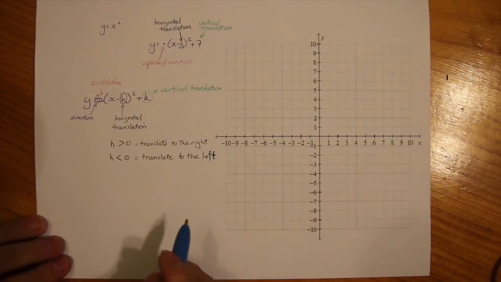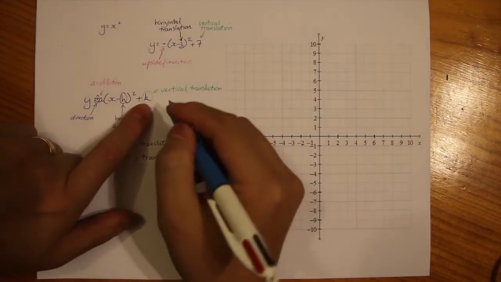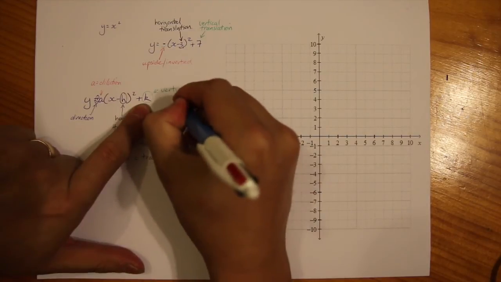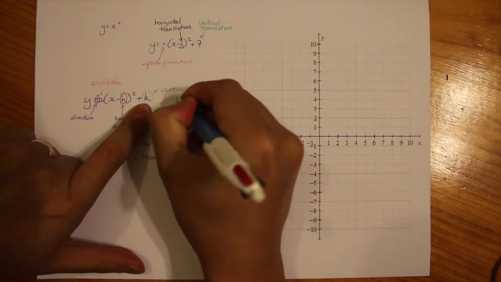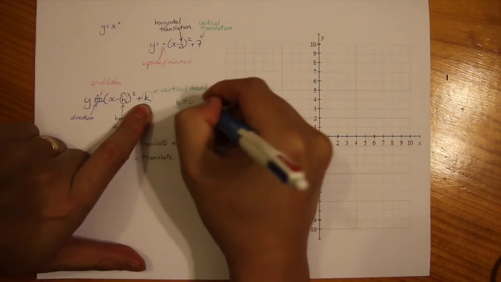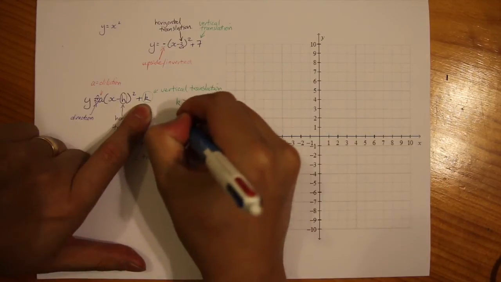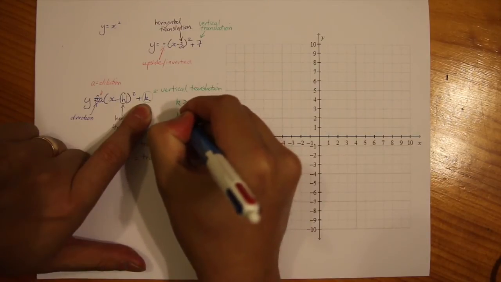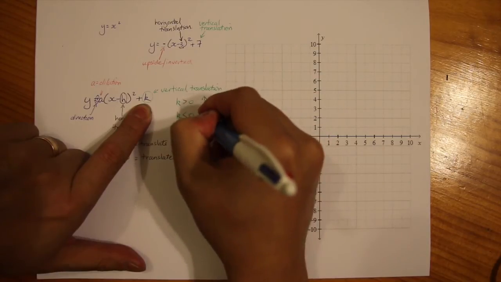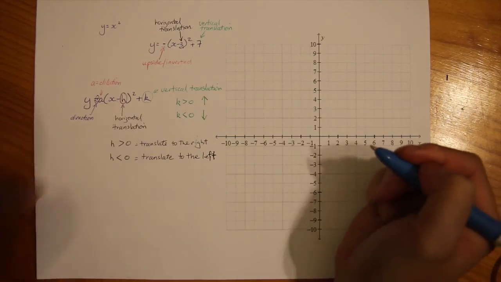Going back here, moving on to the letter k: if k is greater than 0, then it's going to go up. If k is less than 0, then it's going to move down.